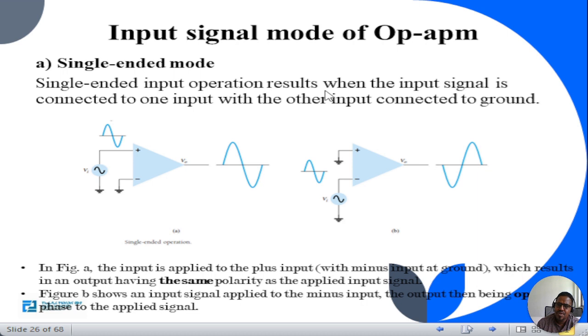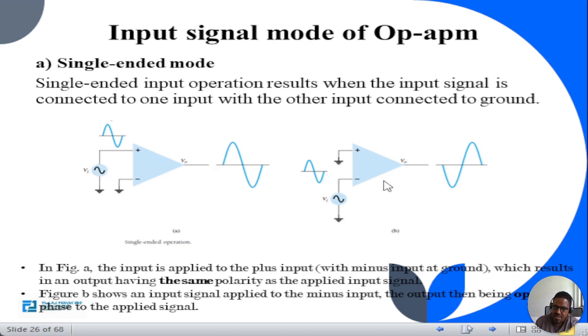Single-ended input operation results when the input signal is connected to one input with the other input connected to the ground. Let's see in this figure, our input is a non-inverting input voltage. Non-inverting. So in the output, it's in phase, but the signal is amplified. Our signal becomes large, but in phase, with the same phase as the input.